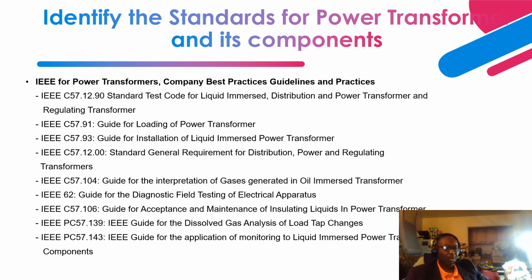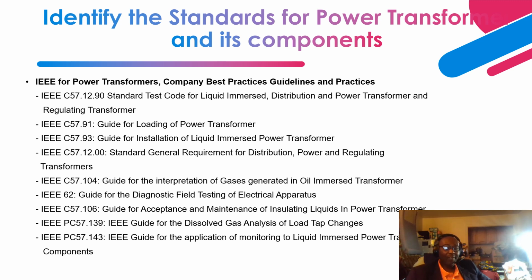Next is application of monitoring to liquid immersed power transformer. What are the monitoring devices that we can apply to a power transformer? The first one is bushing monitoring. What do we want to know? We want to know the capacitance of the C1 section, the power factor of the C1 section, the capacitance of the C2 section, the power factor of the C2 section, the leakage current, and the watts loss of the bushing.